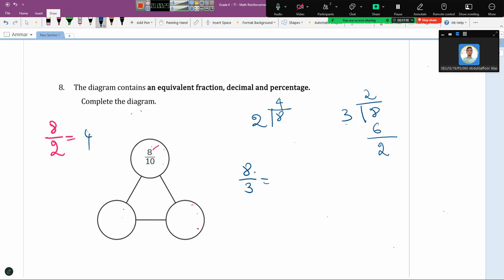Again, now we don't have any other number. So we will place a decimal point and then put 0 here. So in 20, how many 3s do we have? Can you do this long division? You know how? Yes, okay. So in 20, how many 3s do we have? 2.